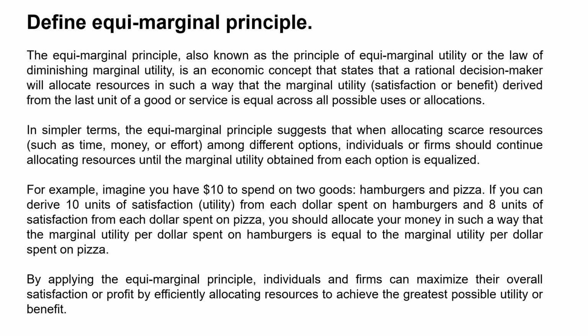Define equi-marginal principle. The equi-marginal principle, also known as the principle of equi-marginal utility or the law of diminishing marginal utility, is an economic concept that states that a rational decision maker will allocate resources in such a way that the marginal utility, which is satisfaction or benefit, derived from the last unit of a good or service is equal across all possible uses or allocations.